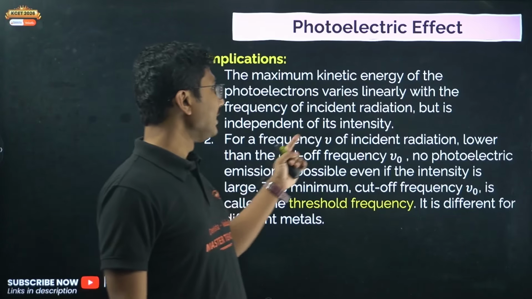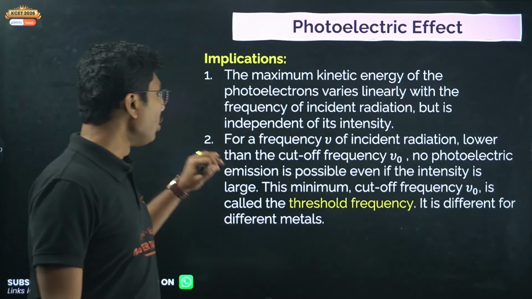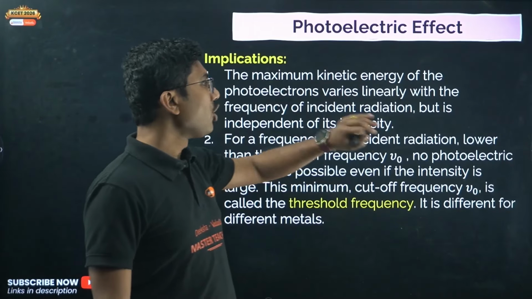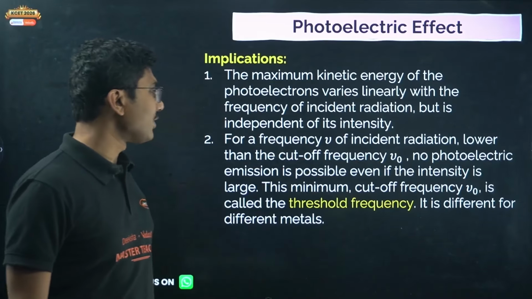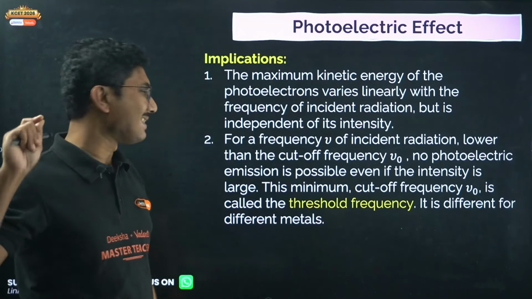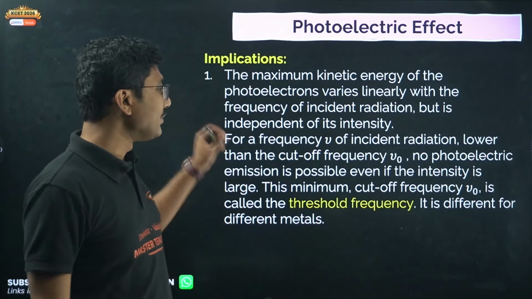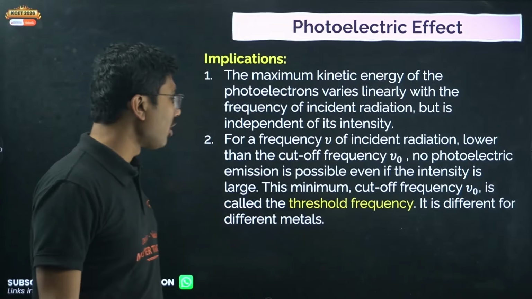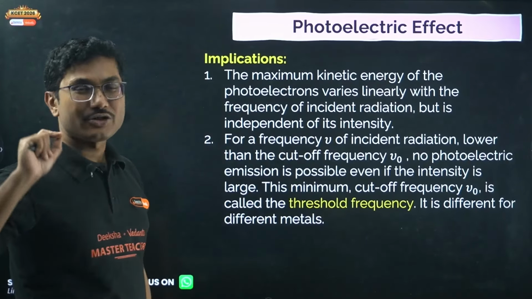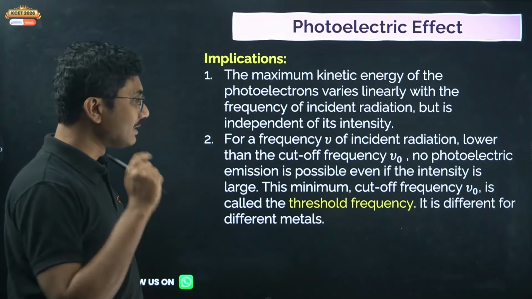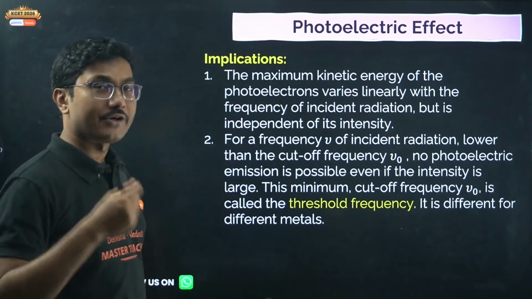For a frequency nu of the incident radiation lower than the cutoff frequency nu0, no photoelectric emission is possible, even if the intensity is very, very large. This minimum cutoff frequency nu0 is called the threshold frequency. It is different for different metals.